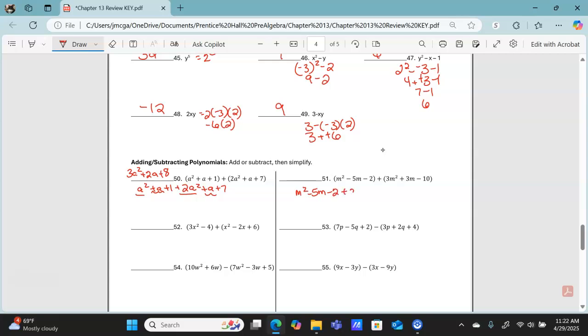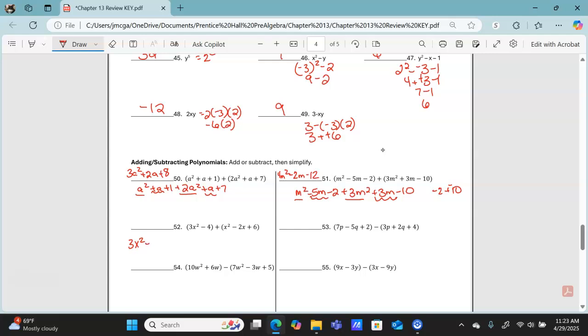Again, that's a plus sign, so it's just +1 times those things, which is just going to be those things. M squared and 3m squared is 4m squared. Minus 5 plus 3 is minus 2m. Negative 2 and negative 10, signs are the same, add them and keep the sign, so it's negative 12.